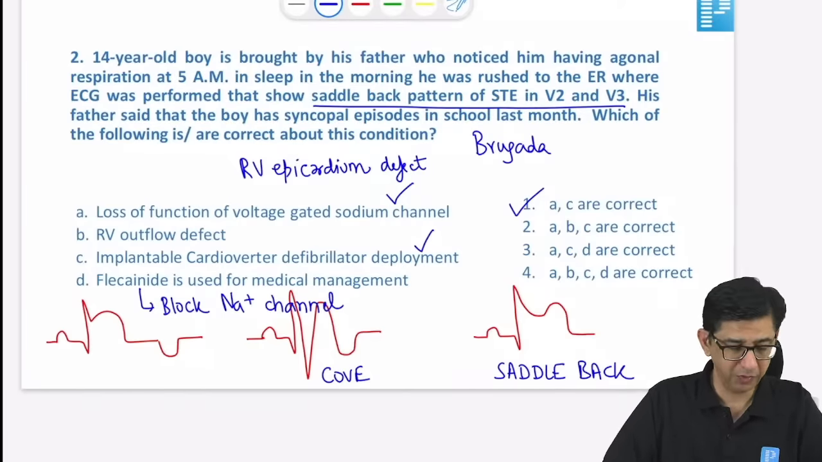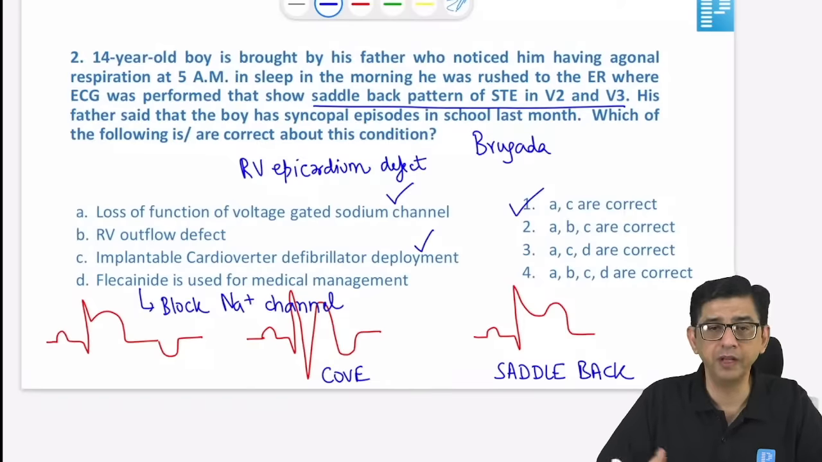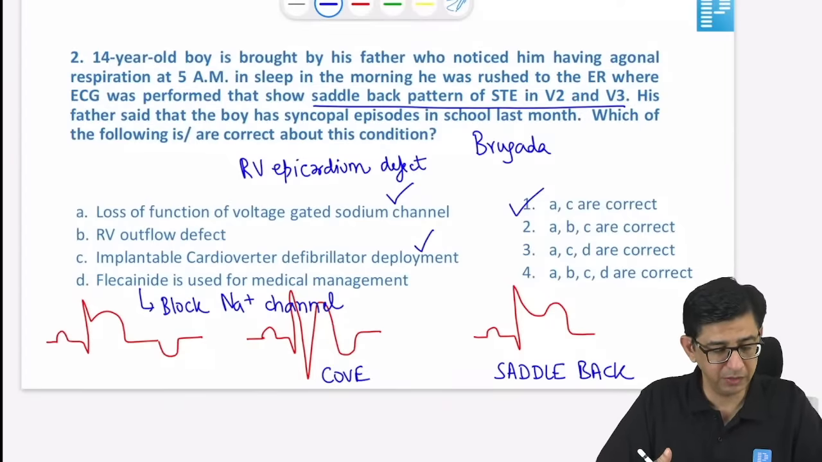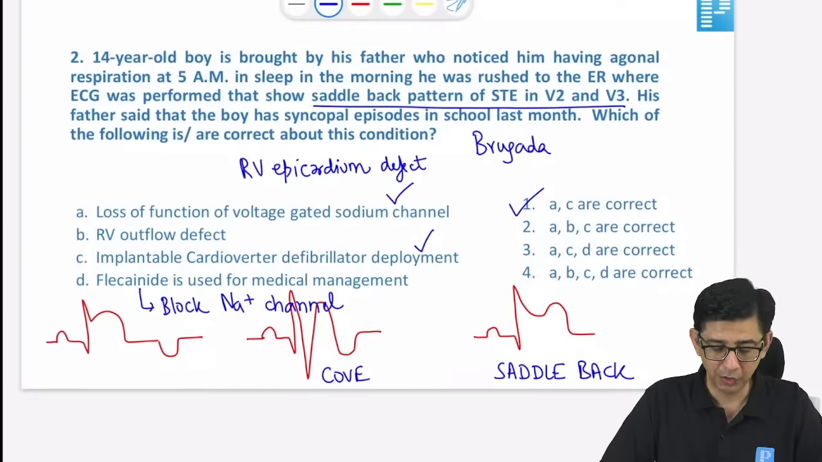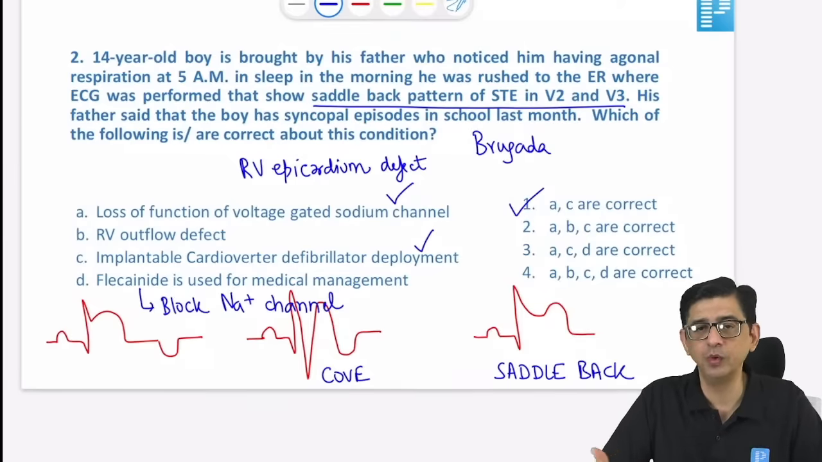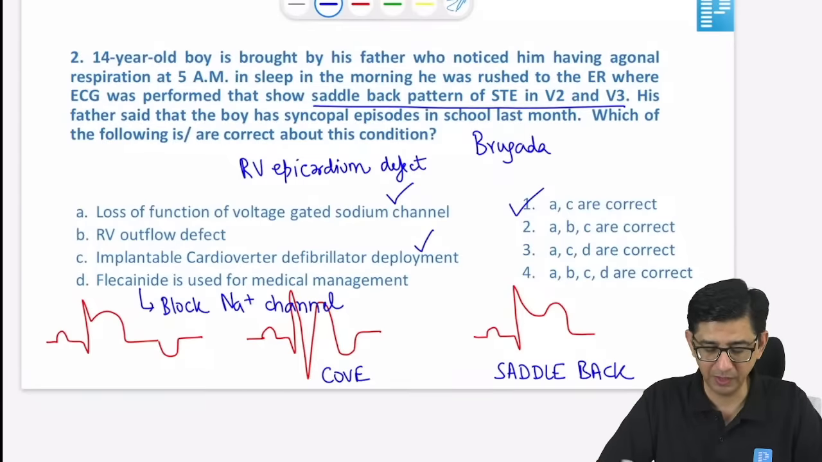The correct answer for this one is option number one: A and C are the correct statements, and flecainide is rather going to worsen the condition. Yes, Jaya, you're right that flecainide is used in WPW for prophylaxis purposes. And you're right that it is more of a non-structural defect. It's more of a channel defect that is present in this condition.